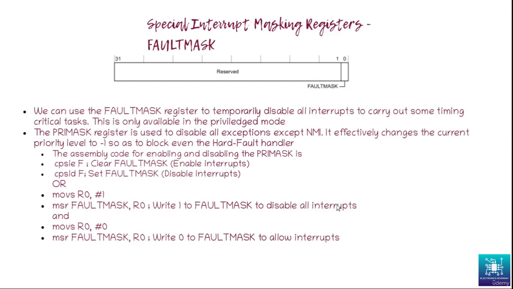The next interrupt masking register is called the FAULTMASK. Now, the FAULTMASK register also is like the PRIMASK, but it masks even the hard fault interrupt. So it sets the priority level to -1. So only the non-maskable interrupt is active. Rest of them are all masked.